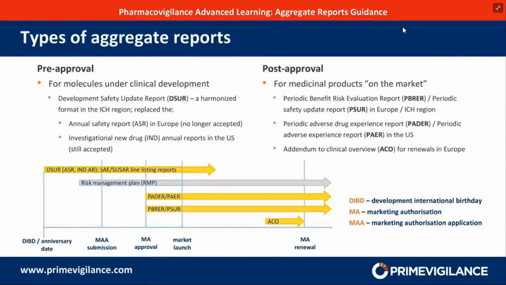RMPs can only be submitted at the same time as the periodic safety update report if the change in the RMP comes as a consequence of the PSUR. The RMP is a living document that is continuously updated throughout the life cycle of the medicinal product as new information becomes available. So this presentation is not going to focus on specificities of RMPs, but on standard aggregate reports used in timely intervals in the pre-approval and post-approval stage of a drug.